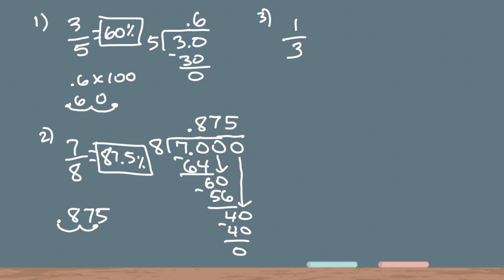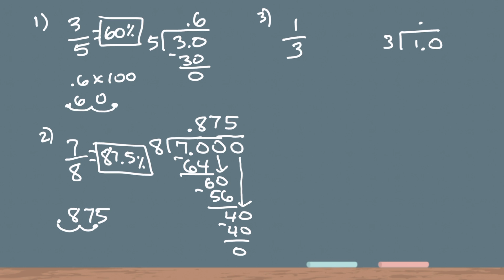Our third problem on the board is 1 over 3. So again, we're going to take the top number divided by the bottom number. So we're going to write out our long division. We have 1 divided by 3. 1 can't be divided by 3, so we're going to extend this division, add a decimal place and a 0. So now, how many times can a 3 go into a 10?